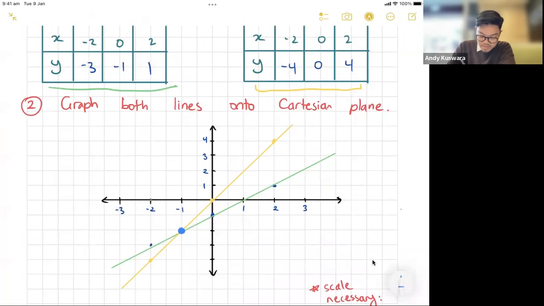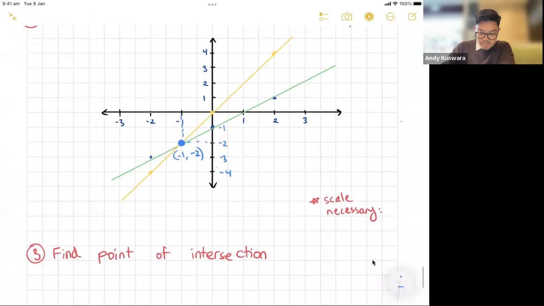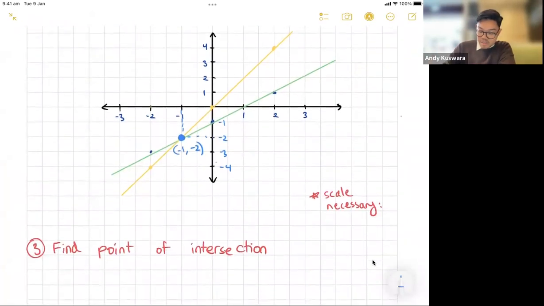That point there is minus 1 and minus 2, right? Because that's my scale. Minus 1, minus 2, minus 3, minus 4. So we can see that it lines up there. Okay, find the point of intersection. We did that. And also, big note, your scale has to be correct for this to work. So you need grid lines.